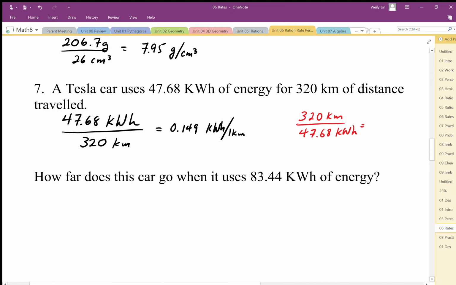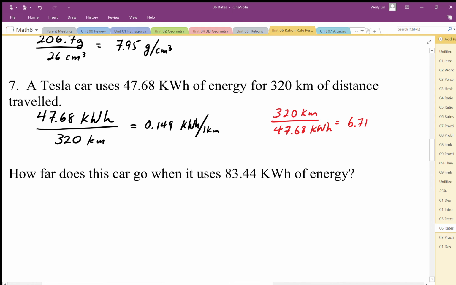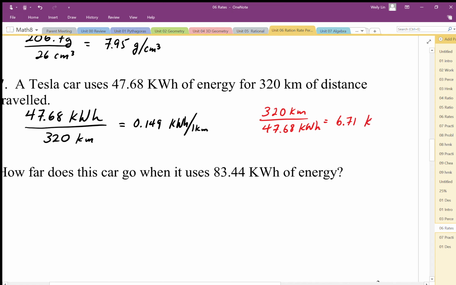And again, to get a unit rate, we divide. So if I want to divide this, I end up with 6.71. Now what are my units? This is how many kilometers the Tesla can travel for 1 kilowatt hour of energy.